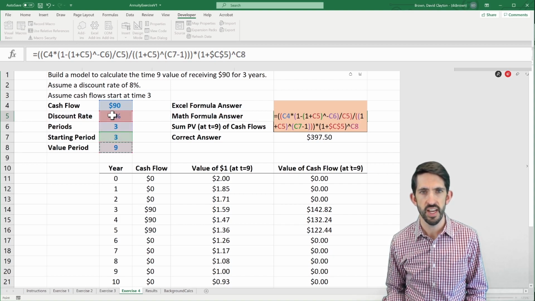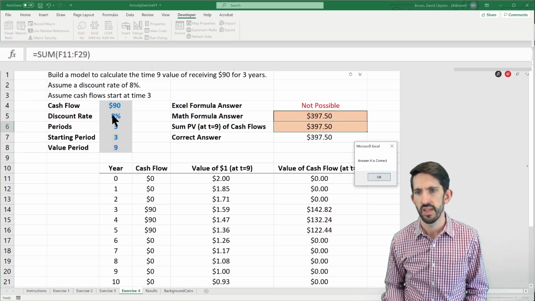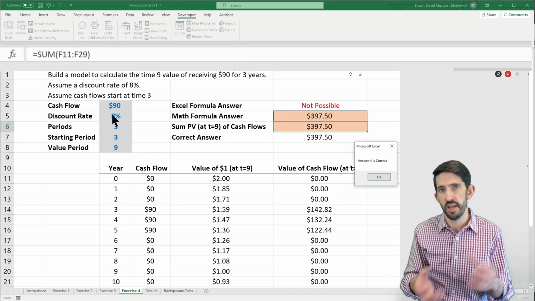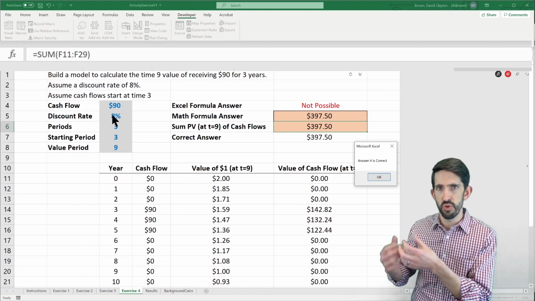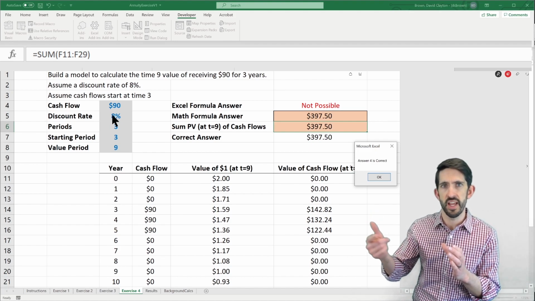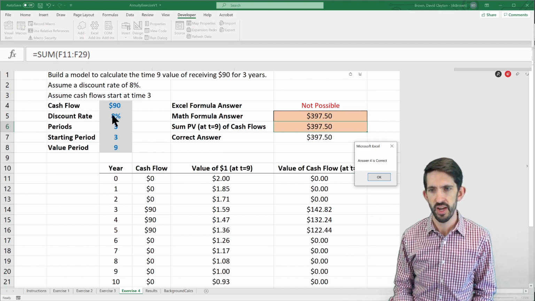So we can come over here to the 9 years. And all we've done is take a time 0 annuity and move it forward to a time 9 annuity by moving it forward 1 plus r to the 9 years. And here answer 4 is correct.